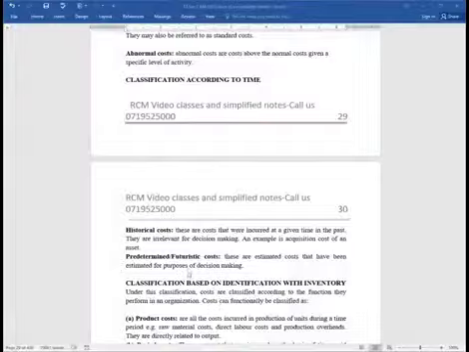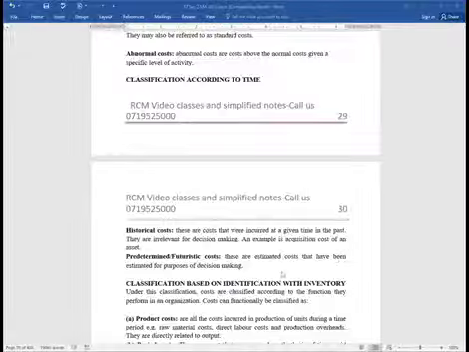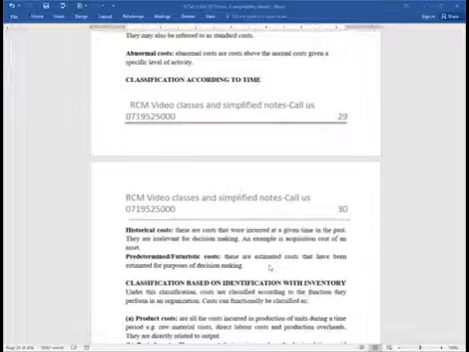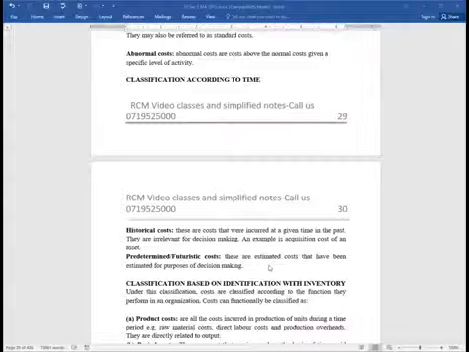And then we have, ladies and gentlemen, what we call futuristic. The second class here is the futuristic, future or predetermined cost. These are estimated costs that have been estimated for purposes of decision making, costs that have not yet been incurred, which for purposes of creating a platform of effective decision making process, we are trying to estimate. So that is very, very important for you to understand.